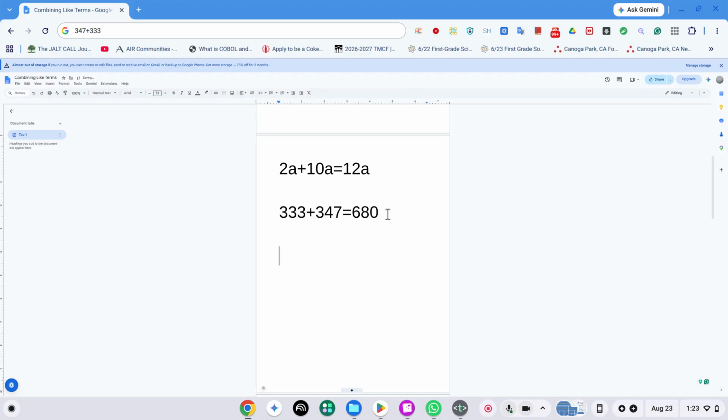Something as simple as 5 minus 4, which you know is 1. But now all we're doing is adding letters in here, but the concept is still the same. So if we have 333z plus 347z, it would be 680z. If it was 5c minus 4c, it would just be 1c, or just the letter c by itself is still good.